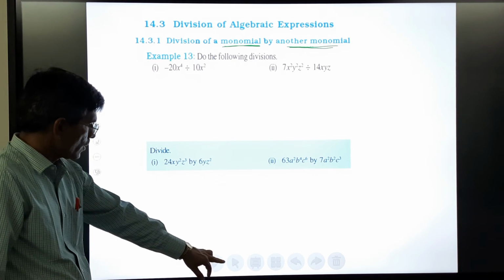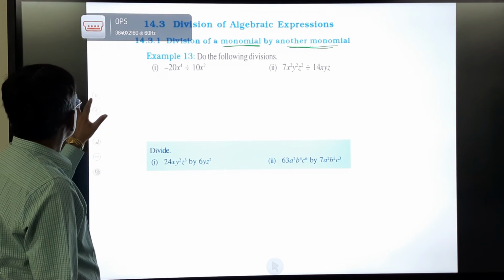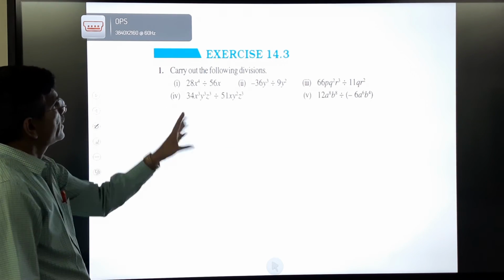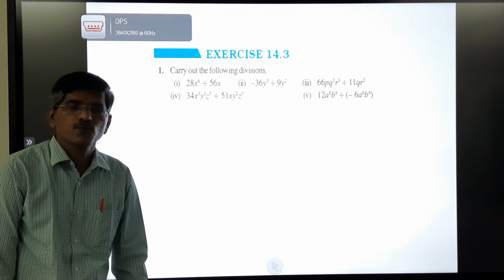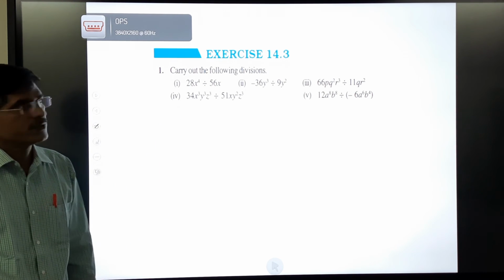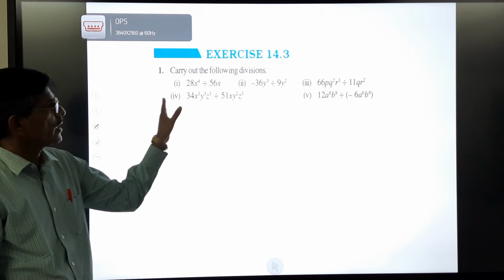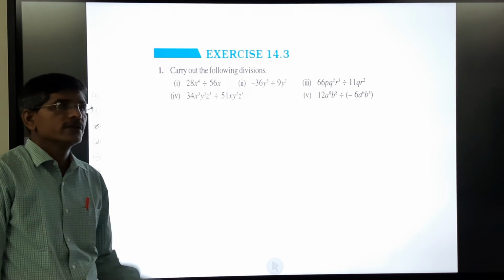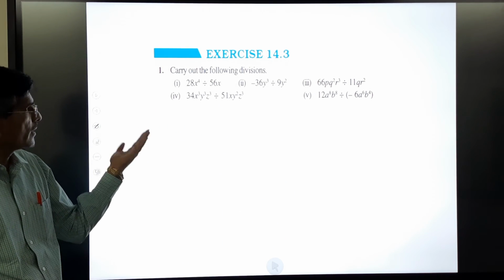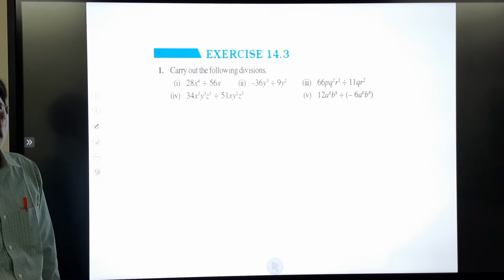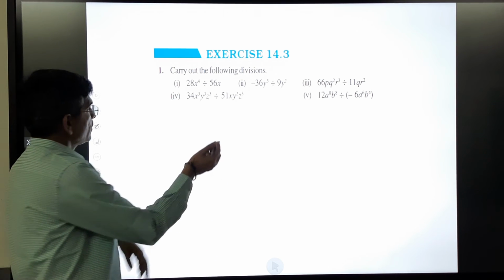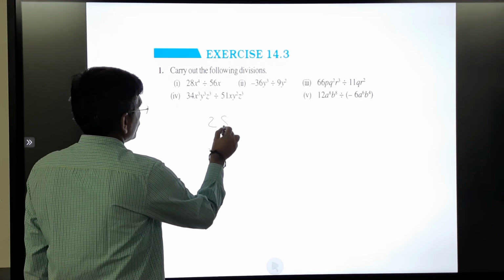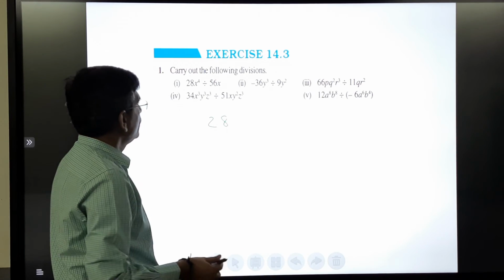So now we go for the next, that is exercise 14.3. In exercise 14.3, I think it is too much, all are monomials. So you do only simple cancellation and we can get the answer. So I think one sum I am explaining and all others you have to do yourself.